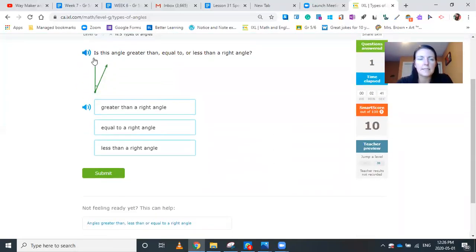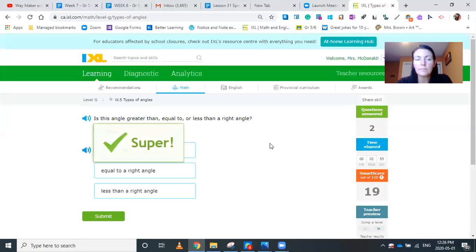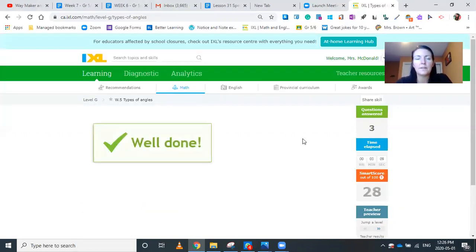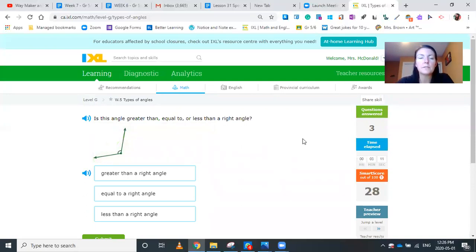All right, is this angle greater than, equal to, or less than a right angle? Again, remember your right angle will form the sides of a square. So this one is less than a right angle again. And one more. Is this angle greater than, equal to, or less than a right angle? If you use your page, you will see the other line goes way off. You can see it. And so that one is greater than a right angle. All right, so you can continue working with those. Let's go and have a look at W6.